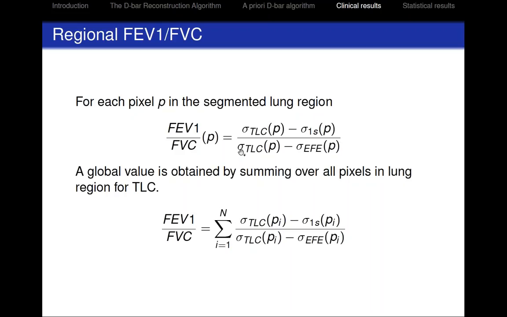I've used pretty much the same notation. This should have been an FVC, really. We use EFE with the clinicians for end forced expiration. That's what that was, and 1 second instead of FEV1 right here. But same formula. And then one can also get a global value to compare to the spirometer output by summing over all the pixels.